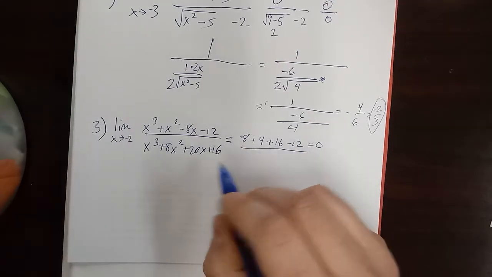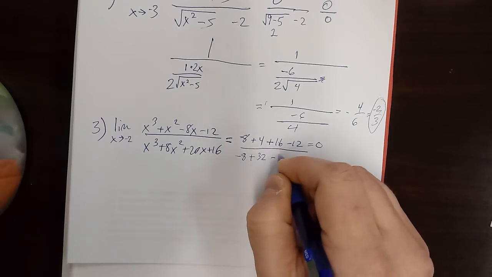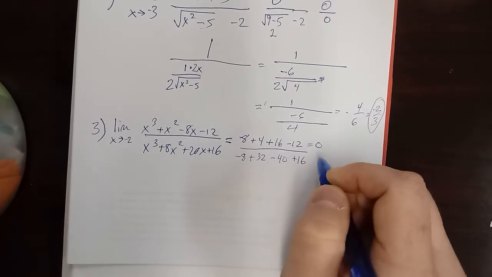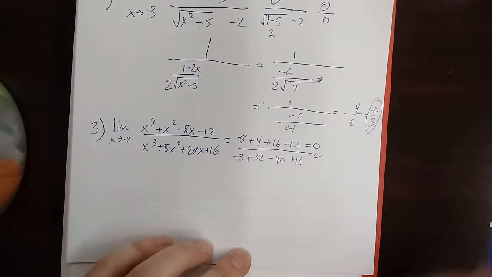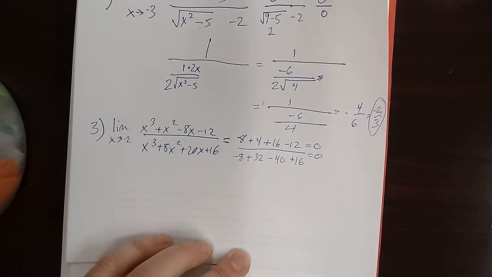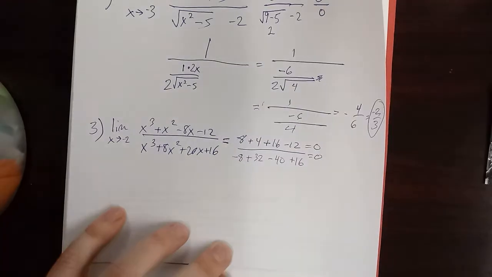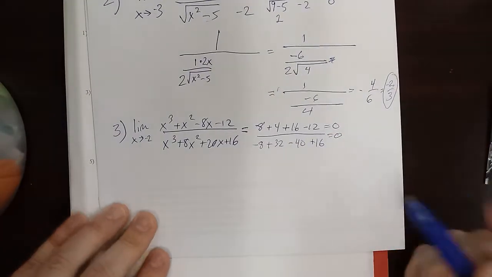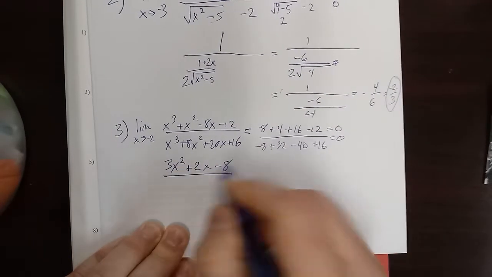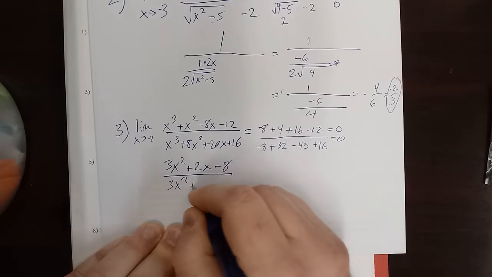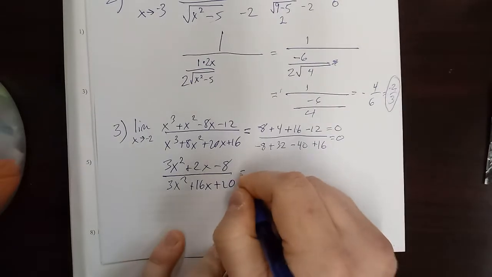Let's look at the bottom. We get negative 8 again, plus 32 minus 40 plus 16. Let's see, that's negative 48, that's positive 48. It is 0 over 0. Bonjour! All right, so that means that we can take the derivative of the top and bottom, and I get 3x squared plus 2x minus 8 all over 3x squared plus 16x plus 20. And now I got to plug in negative 2 again.